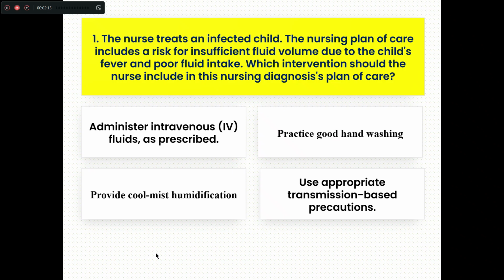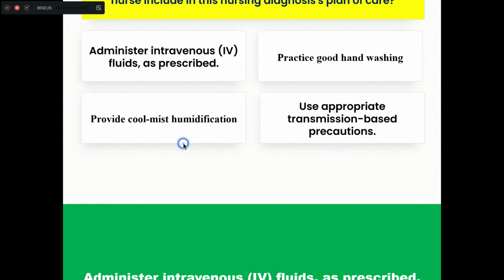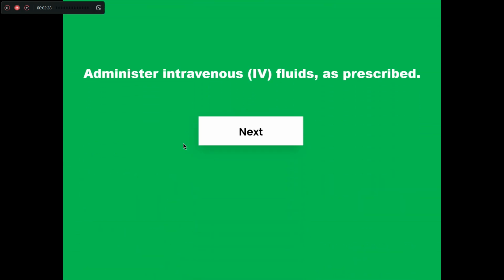So, which is the right answer here? When the child is suffering from fluid volume deficit, the nurse should administer intravenous fluid as per the prescription order. Option A is right. Now let's move on to question 2.